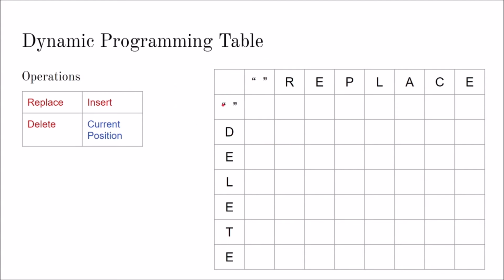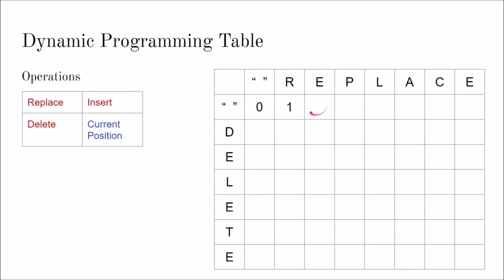So when we are at this cell, it means that we want to convert this empty string to an empty string. And the cost for converting an empty string to an empty string is 0. Similarly, for the cell on the right, we need to convert this R into an empty string. So what we need to do is we need to simply delete this R. So that is one operation.